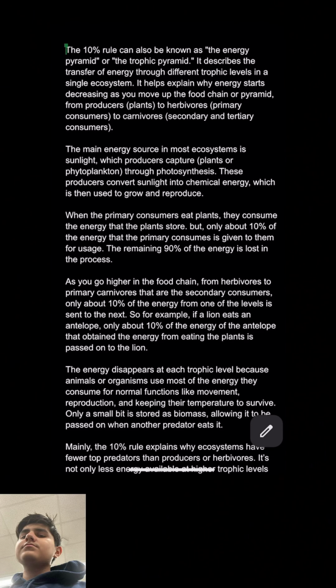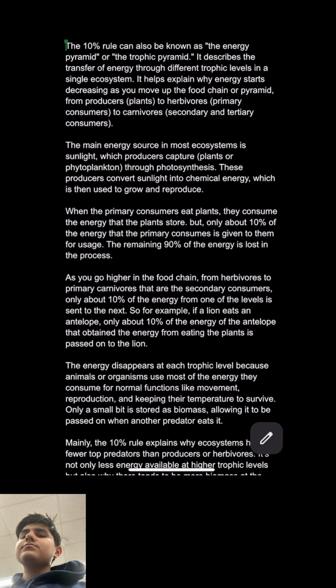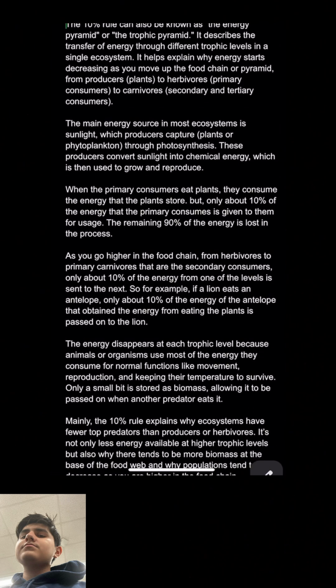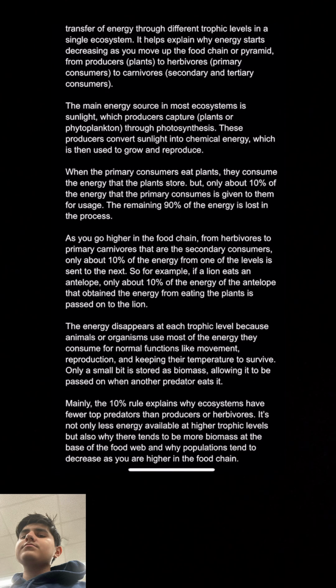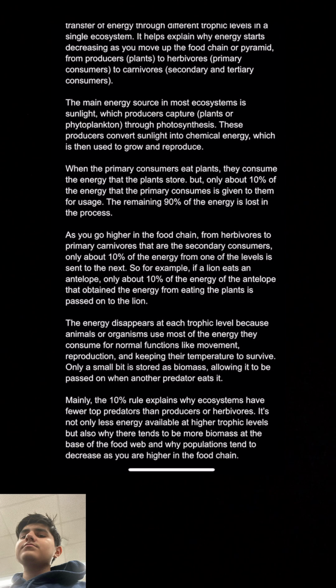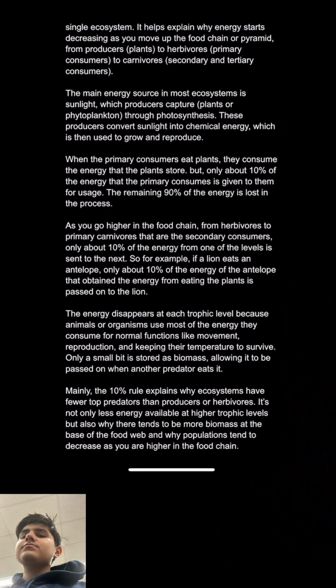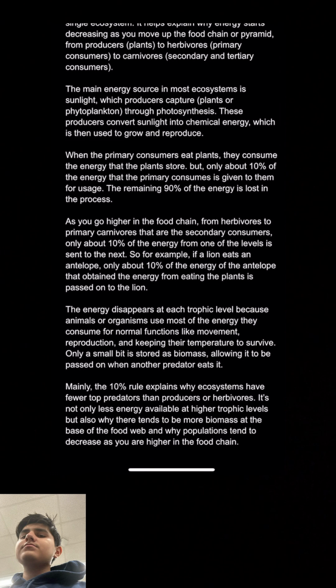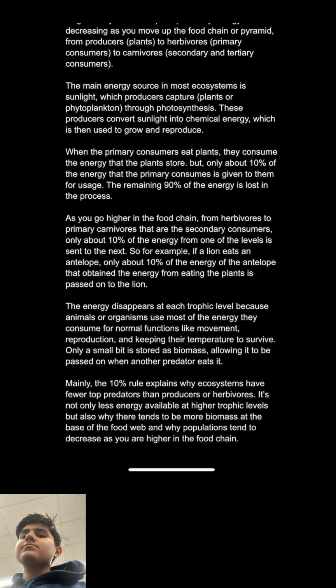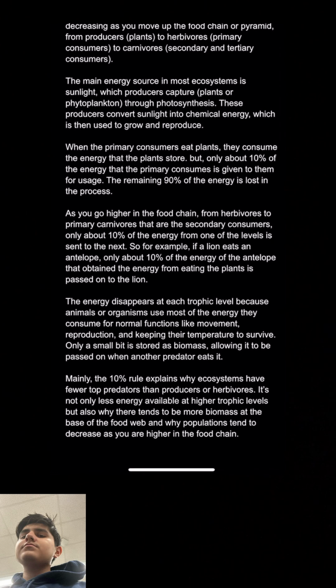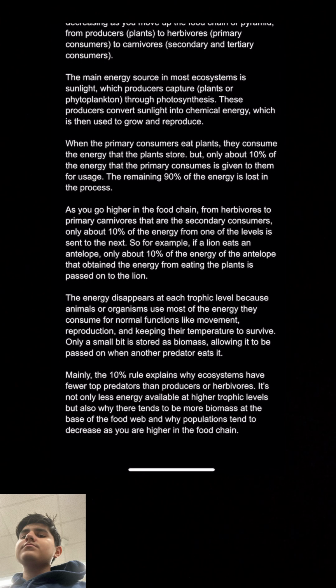The 10% rule can also be known as the energy pyramid or the trophic pyramid. It describes the transfer of energy through different trophic levels in a single ecosystem. It helps explain why energy starts decreasing as you move up the food chain or pyramid, from plants that are producers to herbivores that are primary consumers to carnivores that are secondary consumers.